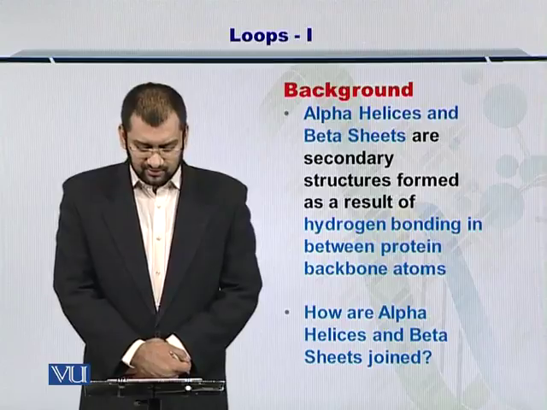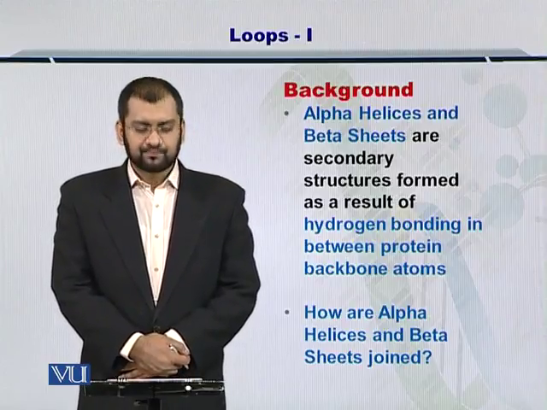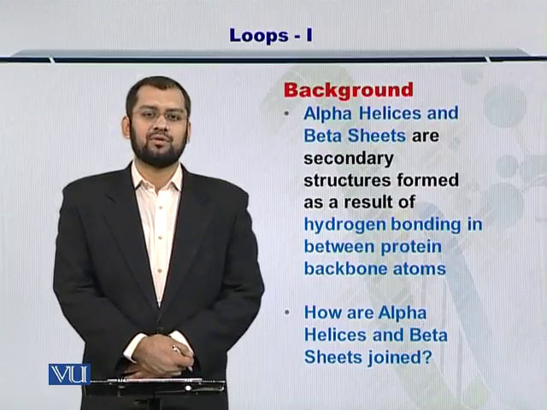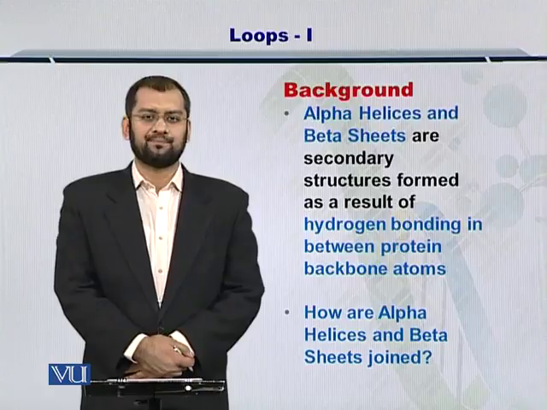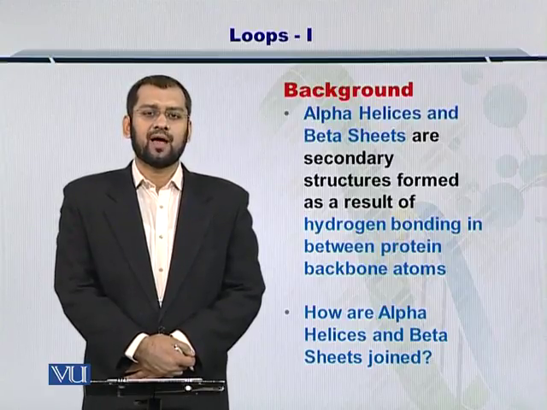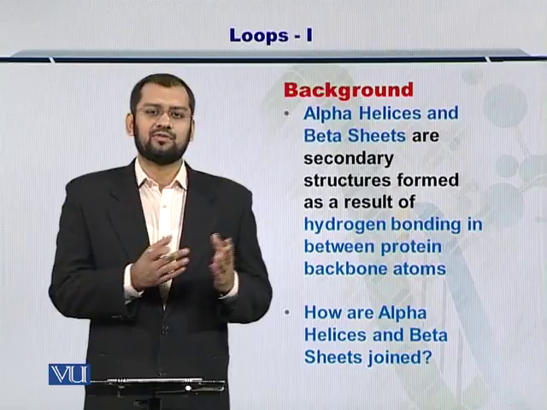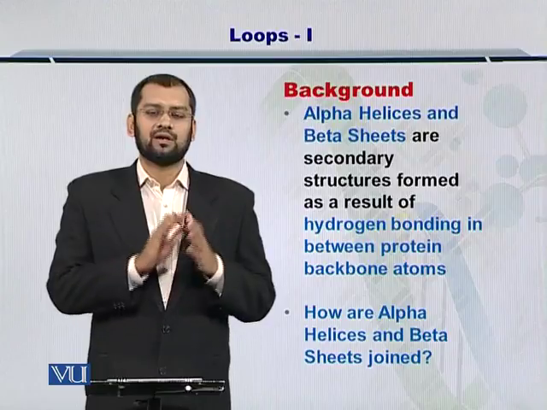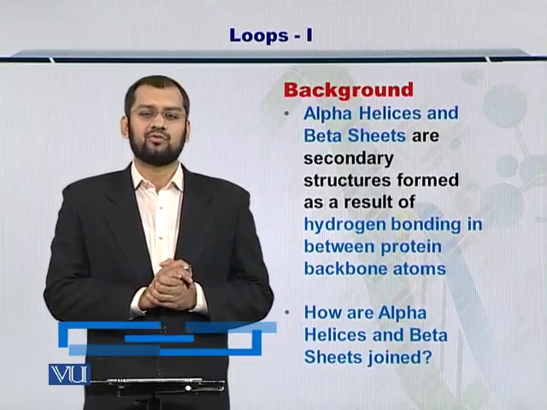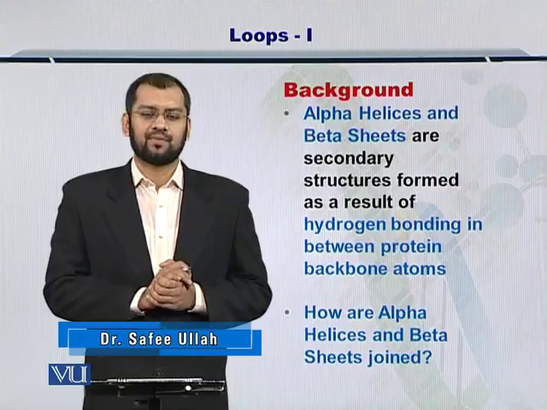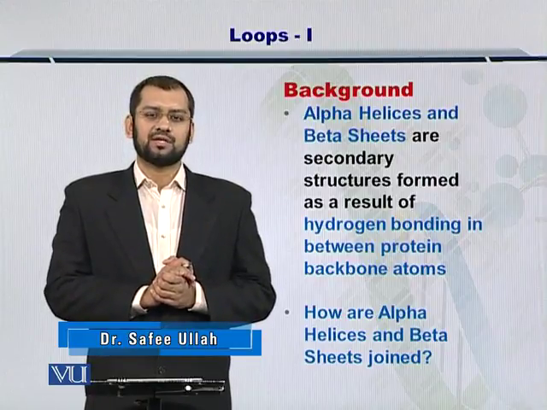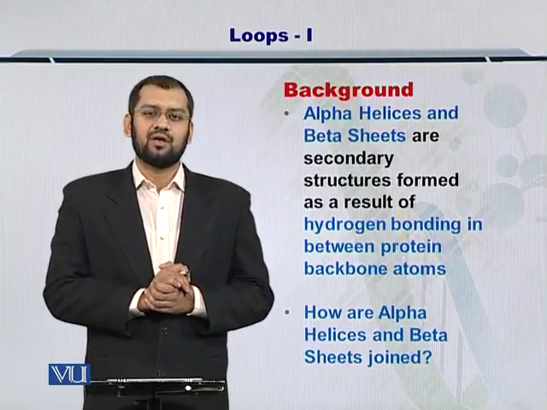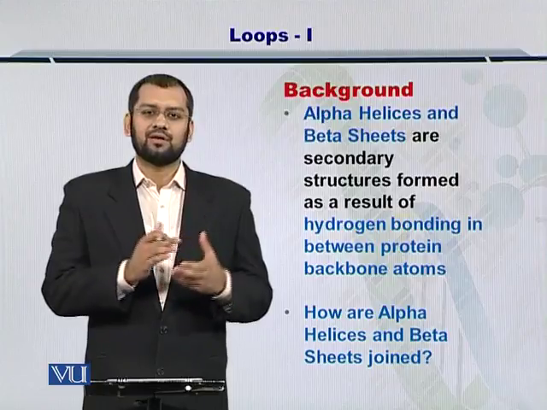You know that the alpha helices and beta sheets are the secondary structures and are formed as a result of hydrogen bonding between the backbone C terms and N terms of a protein. Now, if a protein backbone is forming alpha helices and beta sheets, then there are certain regions within the backbone that are not participating in the alpha helix or the beta sheet formation. What will happen in such a case to those portions? Will they remain unstructured or will they take the form of some other secondary structure?